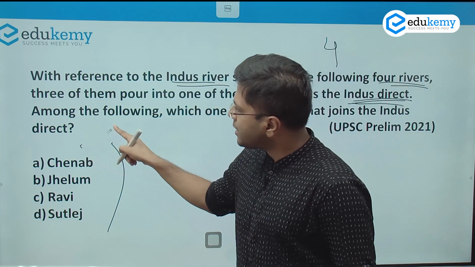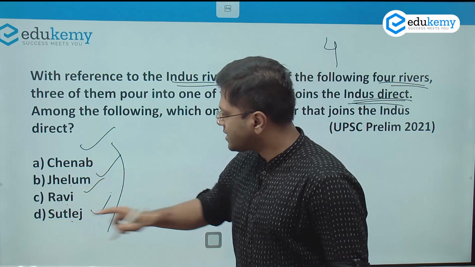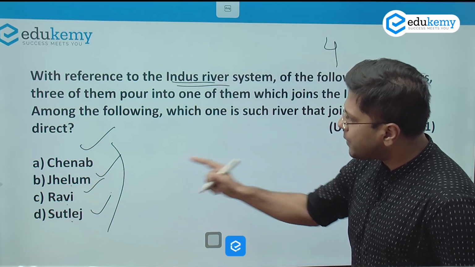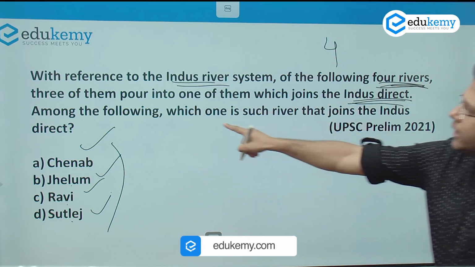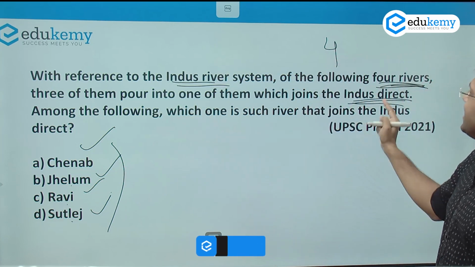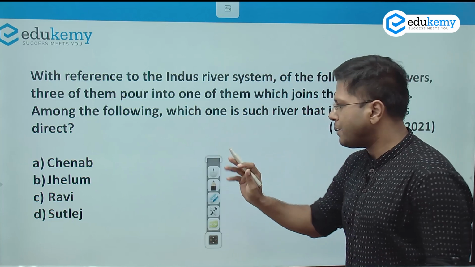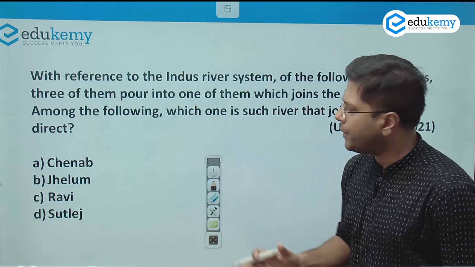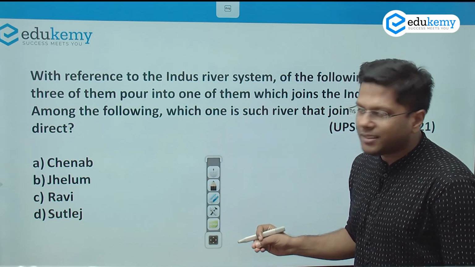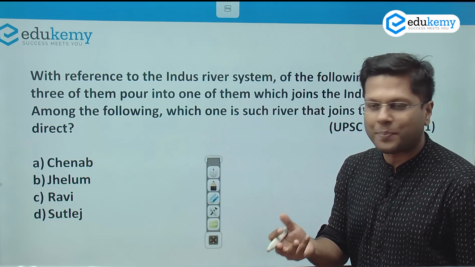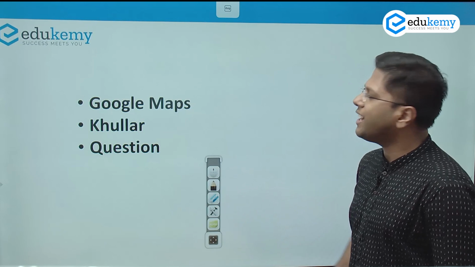So 4 rivers have been given. All of them are tributaries to Indus: Chenab, Jhelum, Ravi and Sutlej. And we have to select that particular river which, among the 4, 3 of them pour into it and which joins Indus directly, right? So prima facie it may seem to be a question of mapping. However, when you get into the depth of it, we will realize that there are different answers which are coming up, right? So let us understand from all the perspectives what the answer is.